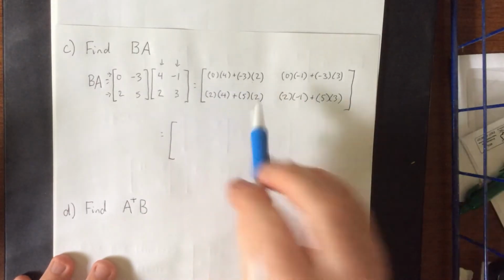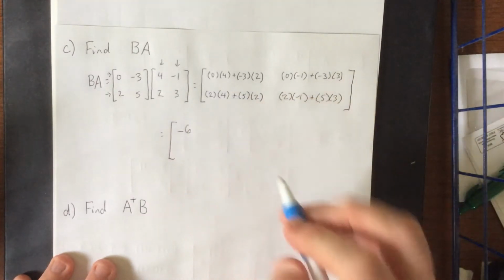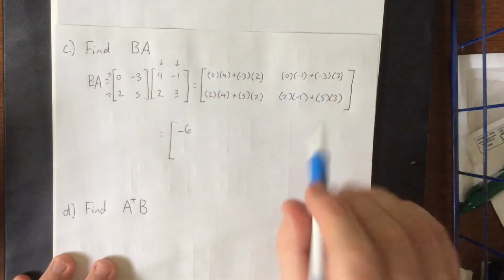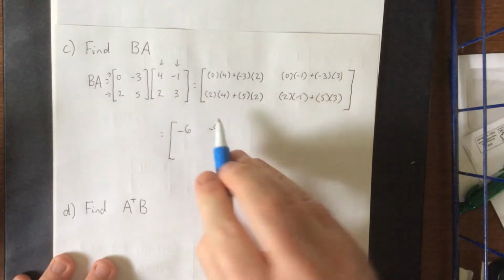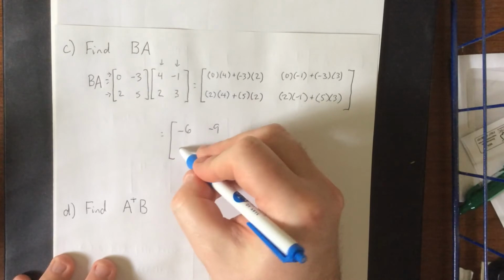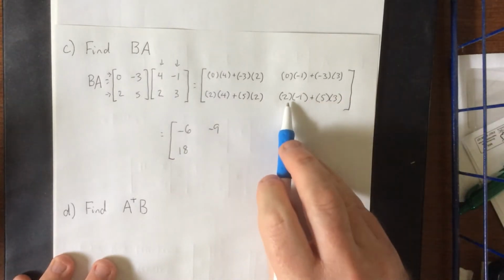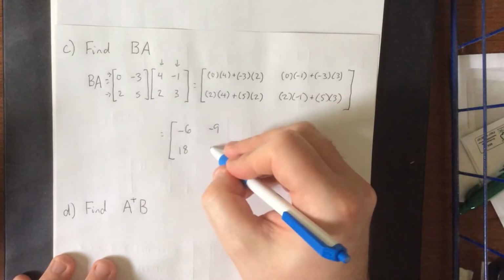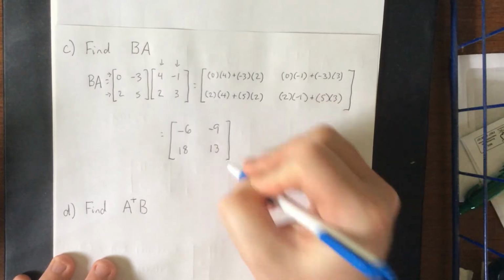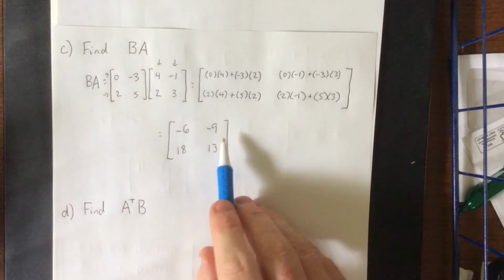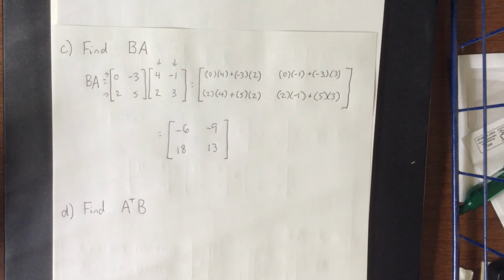So that's 0 plus negative 6, 0 plus negative 9, 8 plus 10, and negative 2 plus 15. So the final answer for this one will be negative 6, negative 9, 18, and 13.